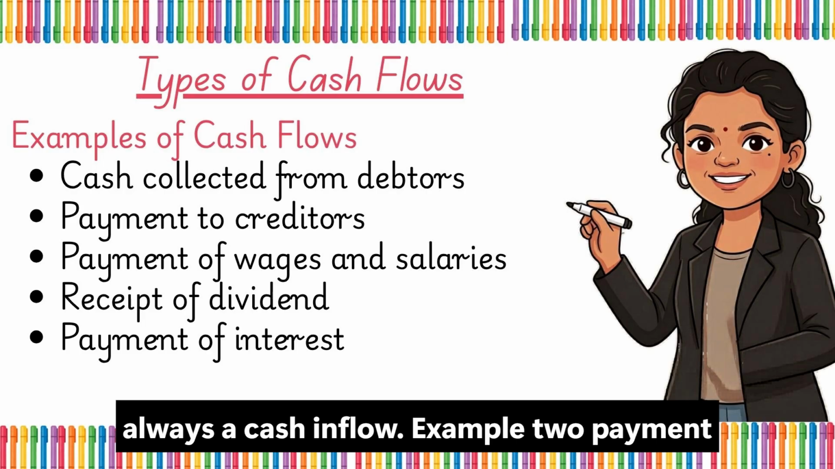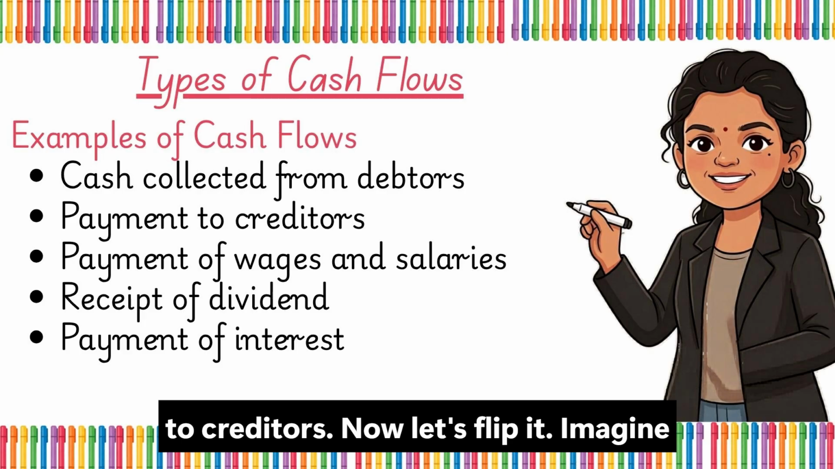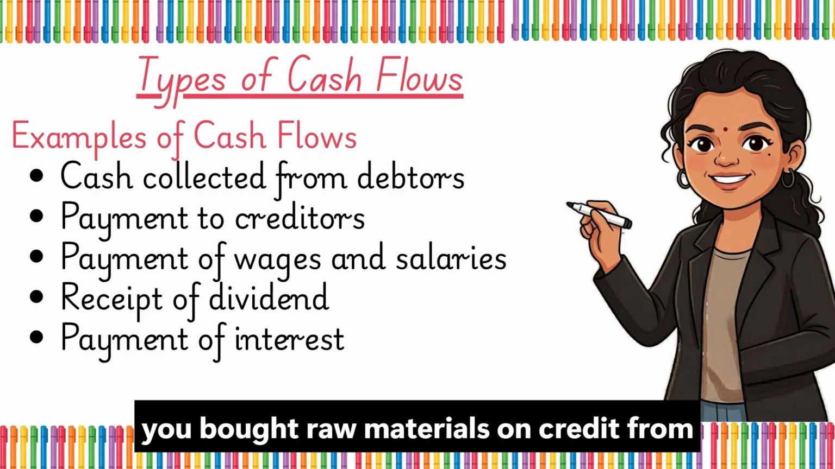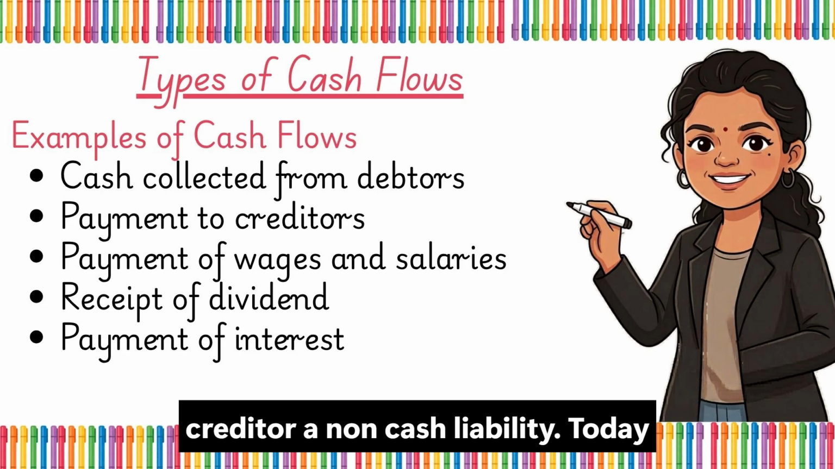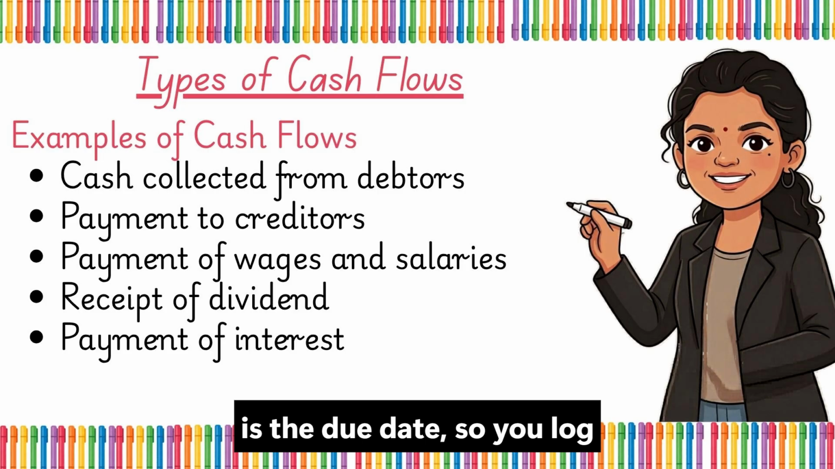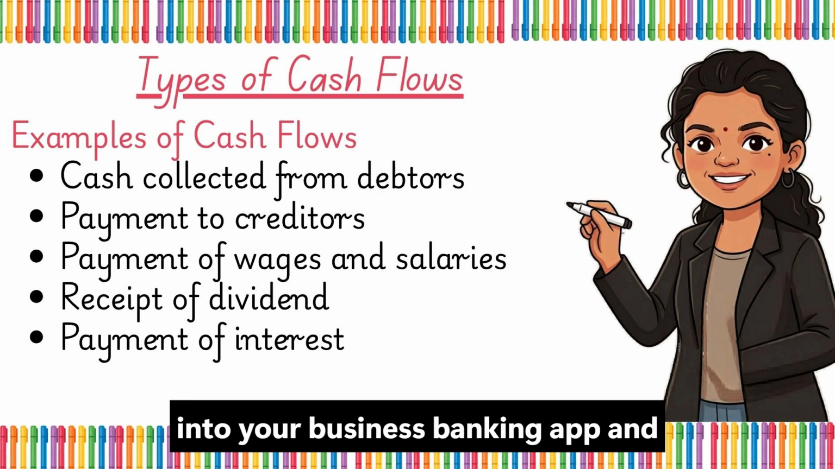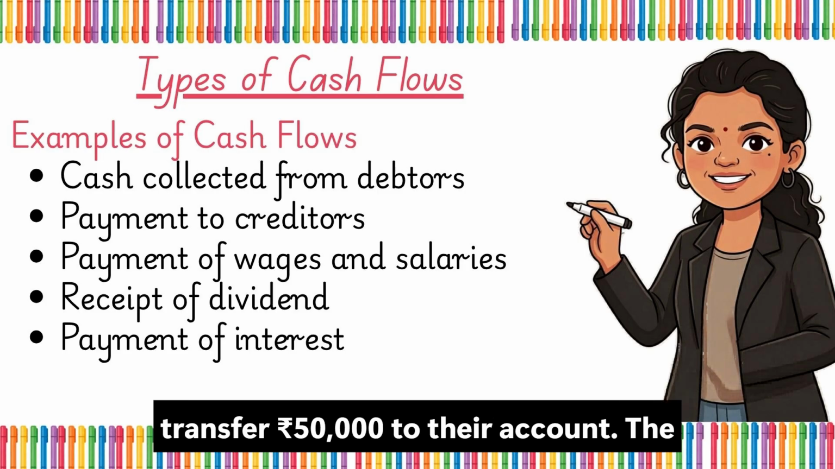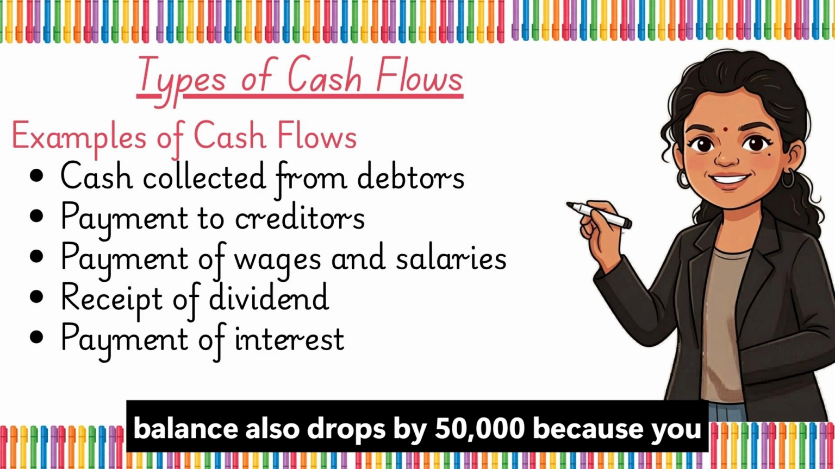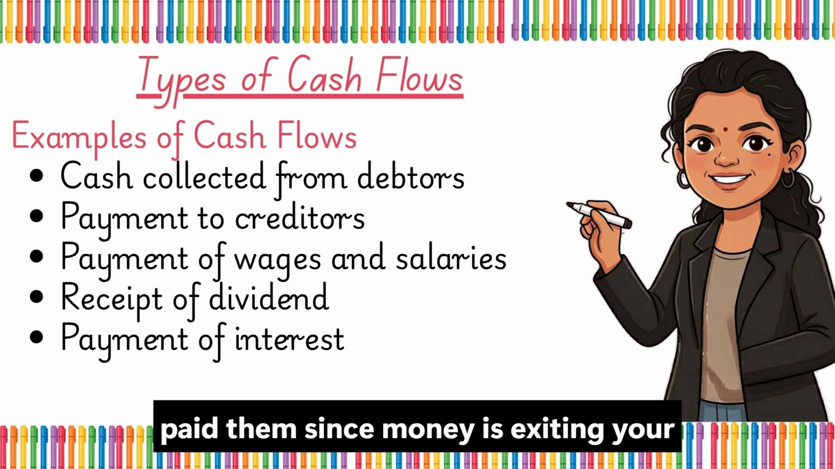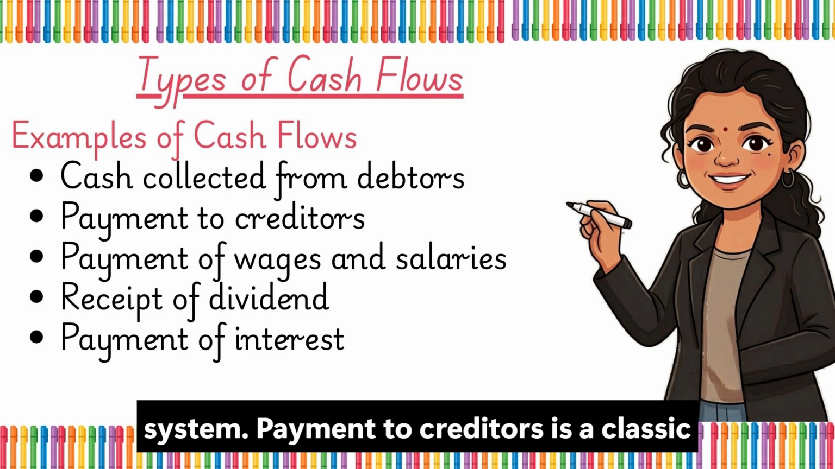Example 2. Payment to creditors. Now let's flip it. Imagine you bought raw materials on credit from a supplier last month, making them your creditor, a non-cash liability. Today is the due date, so you log into your business banking app and transfer 50,000 rupees to their account. The creditor balance goes down. But your bank balance also drops by 50,000 rupees because you paid them. Since money is exiting your system, payment to creditors is a classic cash outflow.